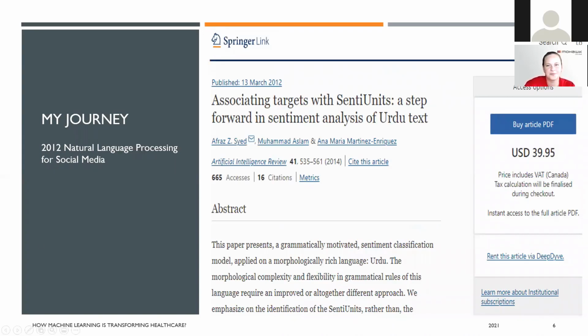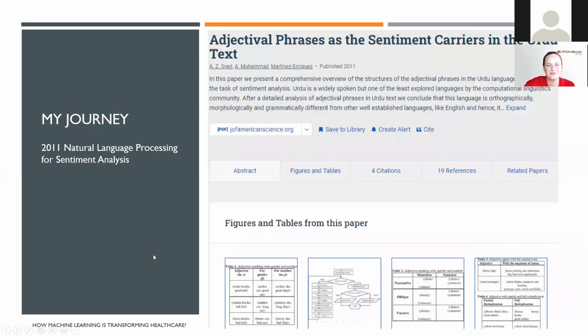The full version of the research is still available in the Artificial Intelligence Review Journal and is still being cited by many researchers in the NLP community. Later, we extended this model to result into further publications in research journals and conference proceedings.